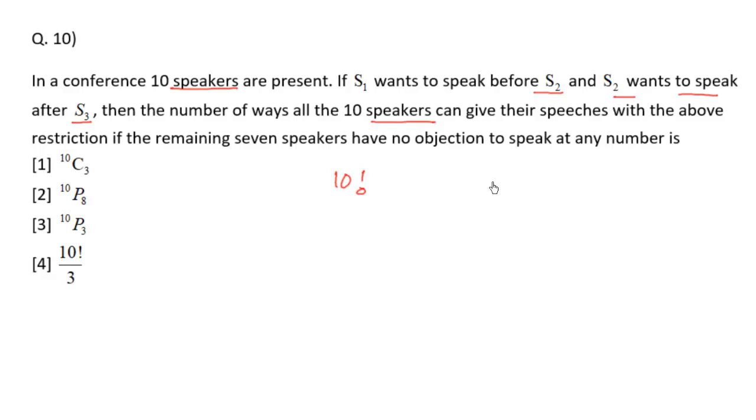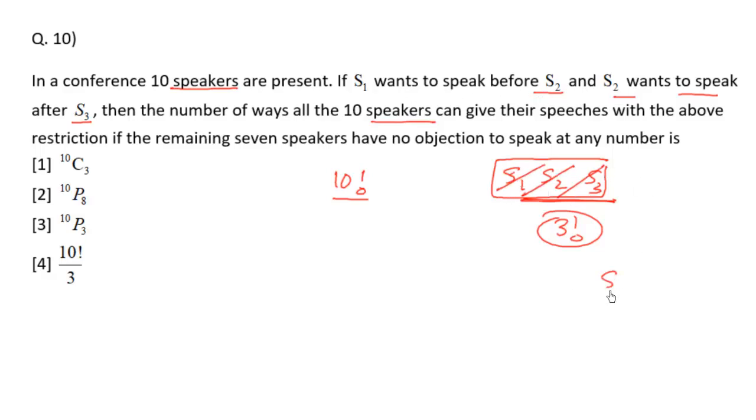But what is happening here is that S1, S2 and S3 are arranged in 3 factorial ways, and those 3 factorial ways are already included in it, right? If I want to maintain this particular order, in fact, let us take this order that S1 wants to speak before S2. So S1 should be before S2 and S2 should be after S3. So here it could be like this, right? Or it could be S1, S3 and S2. So these are the two possibilities wherein this condition can be met, right?